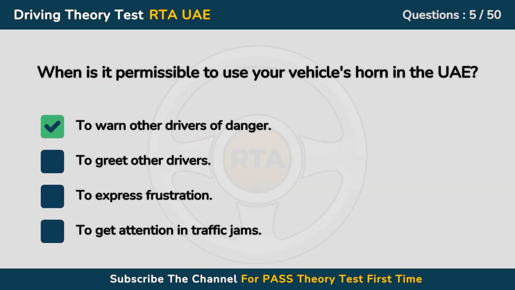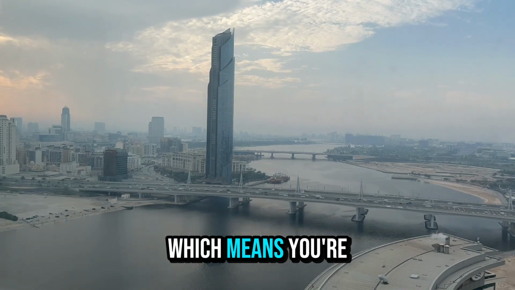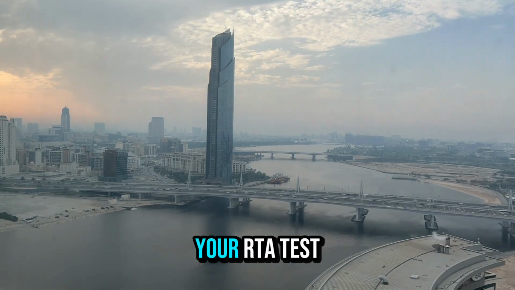Answer is A. To warn other drivers of danger. In the UAE, the horn should only be used to prevent an accident or to warn other road users of immediate danger. Misuse of the horn can result in fines.